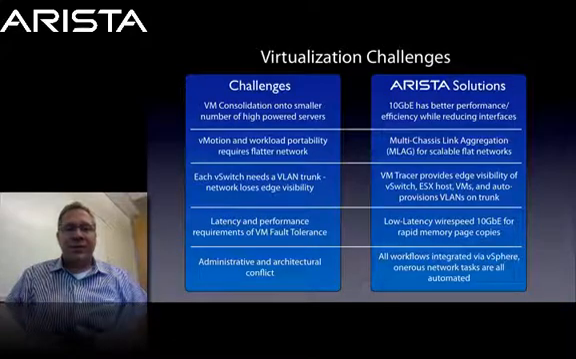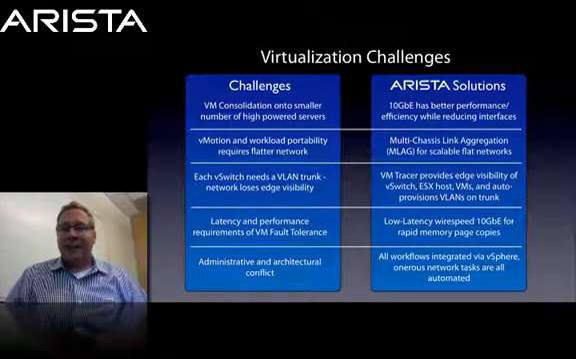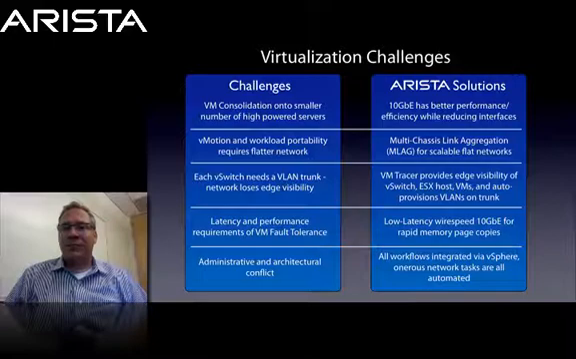VM Tracer solves several virtualization challenges, from the consolidation of a large number of virtual machines onto a smaller number of high-powered servers with larger, flatter networks, with the loss of network visibility, where technologies like VMware fault tolerance depend on low latency and high performance, and the inherent organizational, administrative, and architectural conflict between the network and virtualization teams about the direction of the infrastructure.